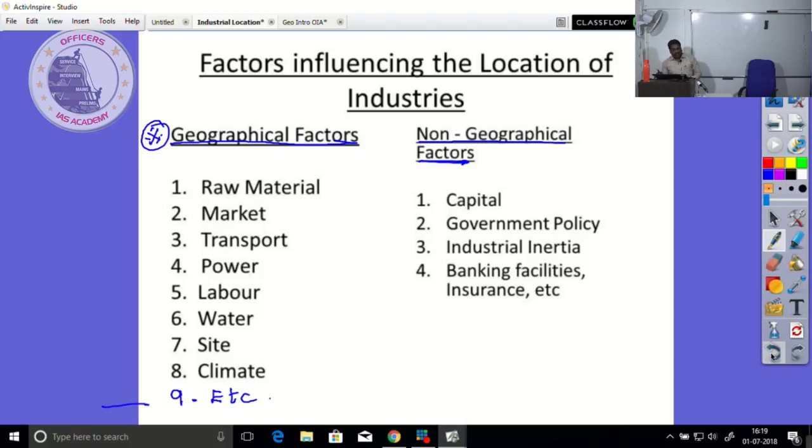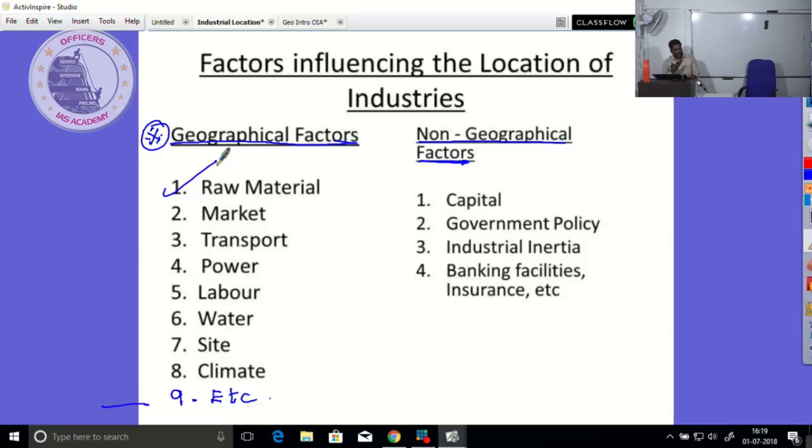Now, when I talk about the geographical factors which determine the location of industries: one, raw material, the primary factor which determines the location of an industry. Number two, access to the market, transport facility, and supply of power. Labor, availability of cheap labor, not only cheap but also skilled. Availability of water, the location as such, the cost of land, what I call the site, and especially climate. These are the geographical factors in deciding the location of a particular industry. Let me repeat: raw material, market, transport, power, labor, water, site and climate.